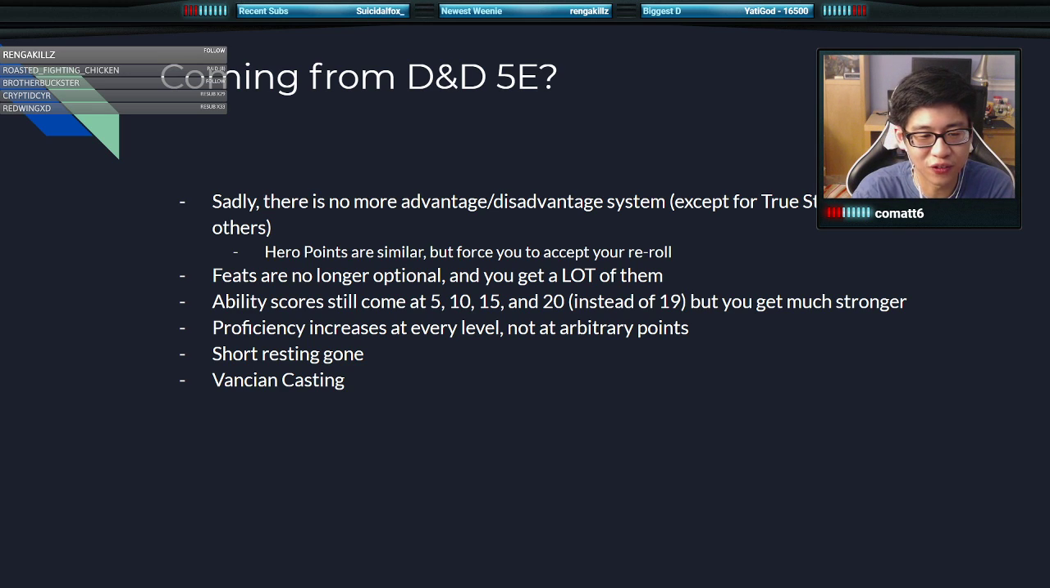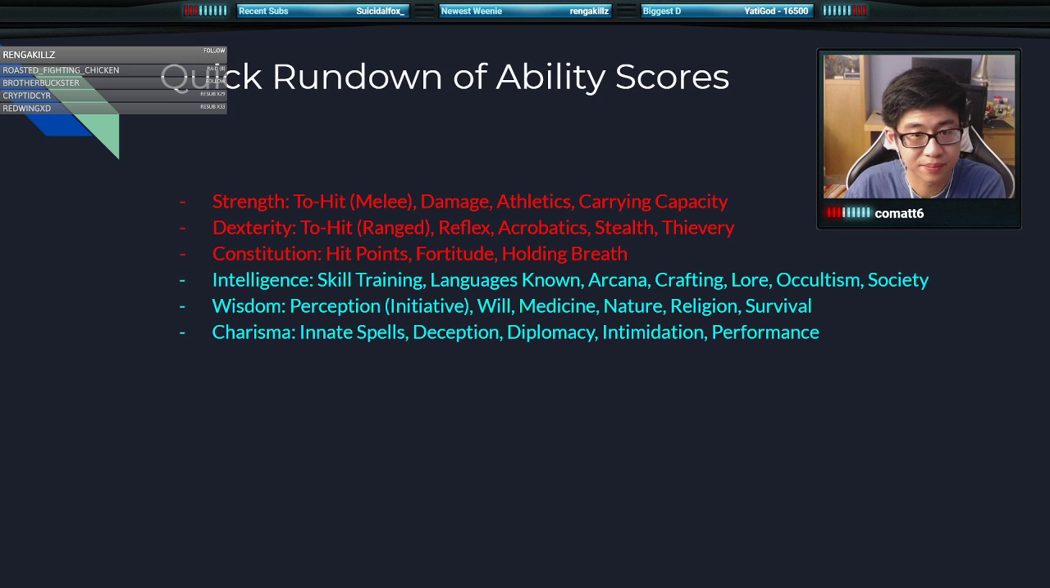And then finally, we have Vancian casting in this system for our prepared spellcasters, the Druid, the Witch, the Cleric, and the Wizard. And effectively, that means that instead of preparing your spells and then being able to cast them in slots as you so choose, each slot corresponds to 1 spell. And if you don't use it, you'll lose it. So that is something to keep in mind moving forward.